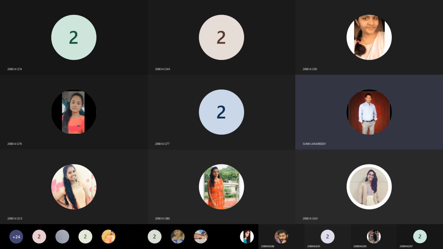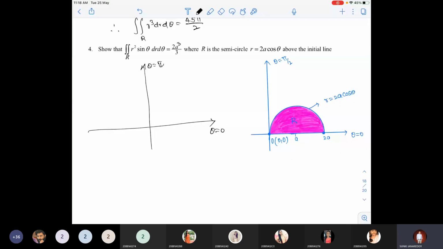It is the initial line, right? It is perpendicular to the initial line, that is theta is equal to pi by 2. Now here it is the origin, that is O (0, 0). Now first we can try with what is given: r is equal to 2a cos theta.